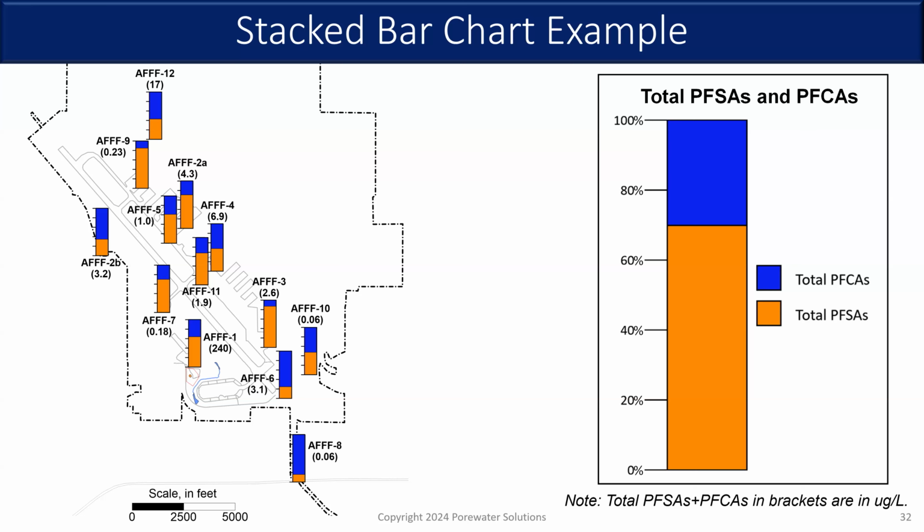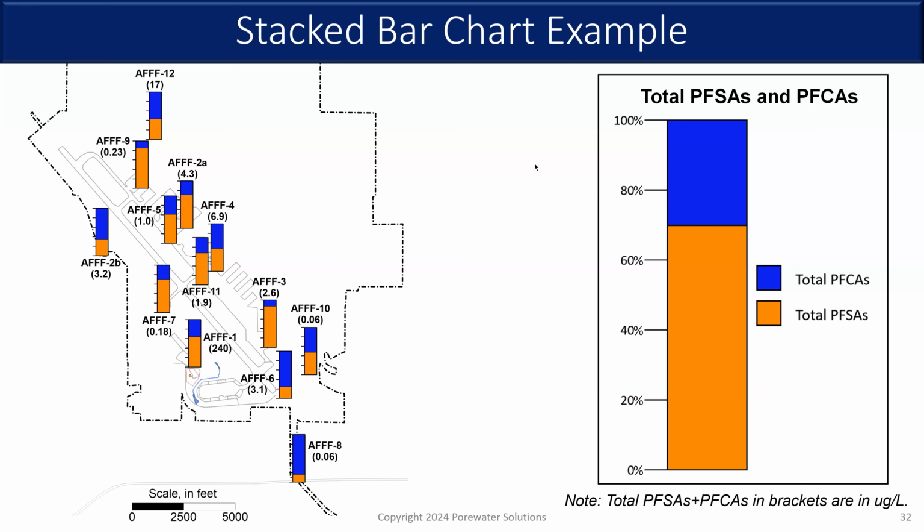So you can see at AFFF-1, total sulfonates are a little over 60%, 65% of the combined carboxylates and sulfonates. So that's telling us, okay, more sulfonates there, probably more ECF-based product, but you'd have to do a more sophisticated mass balance to confirm that. And then AFFF-12, it's a little different. Now we're down to like 40% sulfonates, 60% carboxylates. So that's looking like more FT-based product might have been used there than the ECF AFFF.